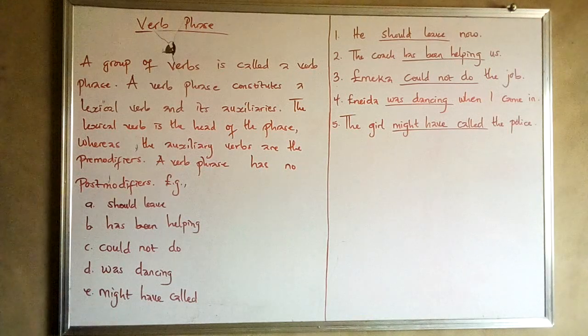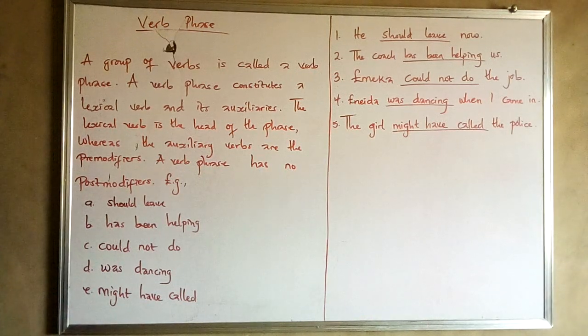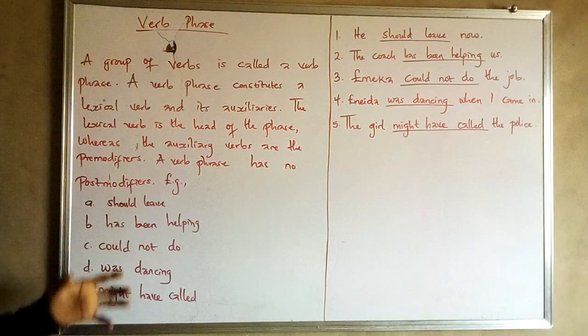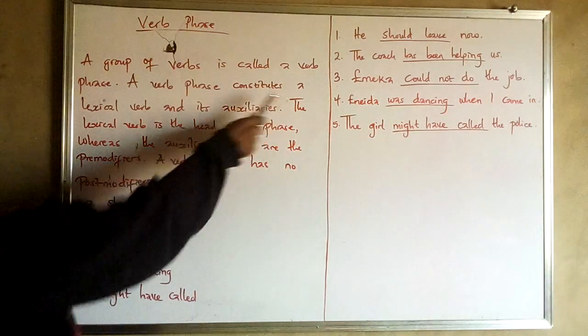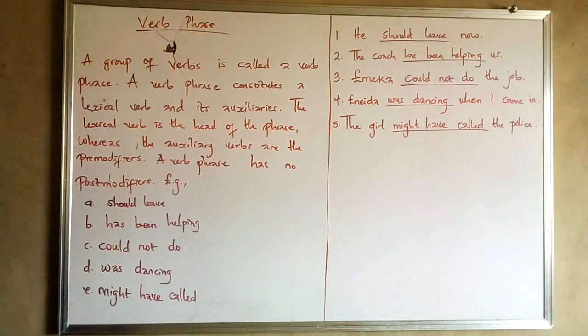So here we have a group of verbs is called a verb phrase. When we have a group of verbs together, we call them a verb phrase. So let's go to the main definition of a verb phrase. It says a verb phrase constitutes a lexical verb and its auxiliaries. So when we have a single lexical verb in an expression with auxiliary verbs together, we call them a verb phrase. The lexical verb is the head of the phrase, whereas the auxiliary verbs are the premodifiers. A verb phrase has no postmodifiers.